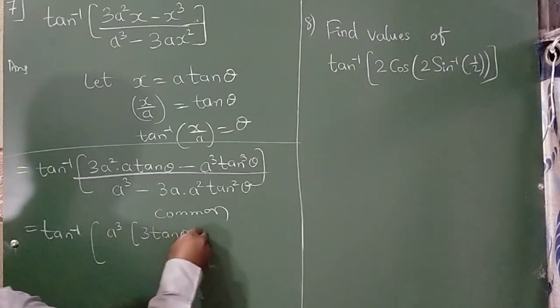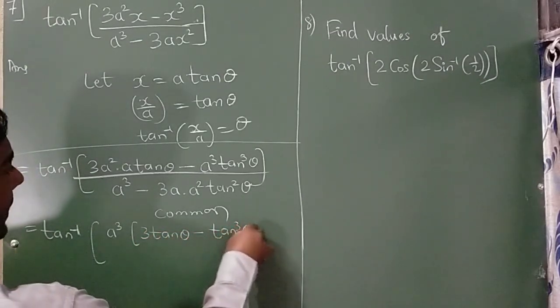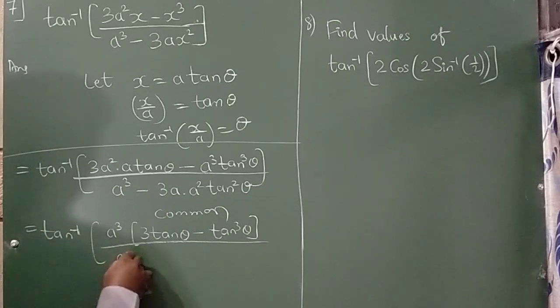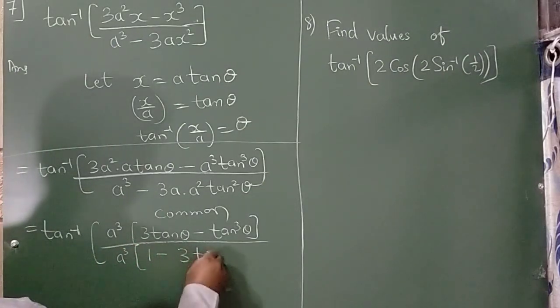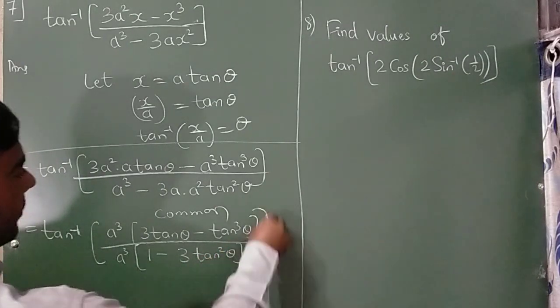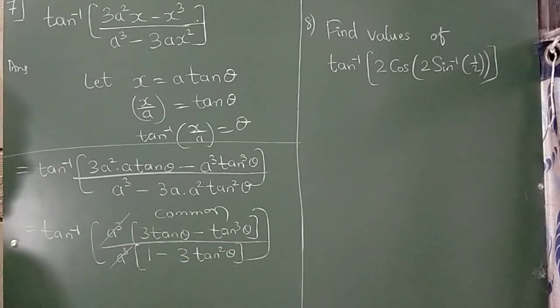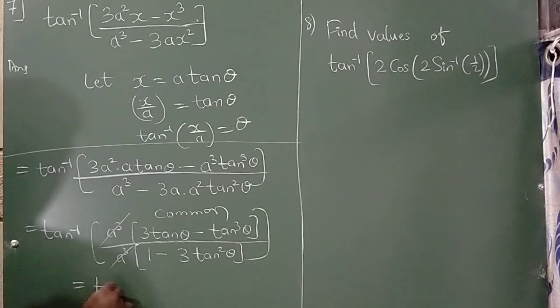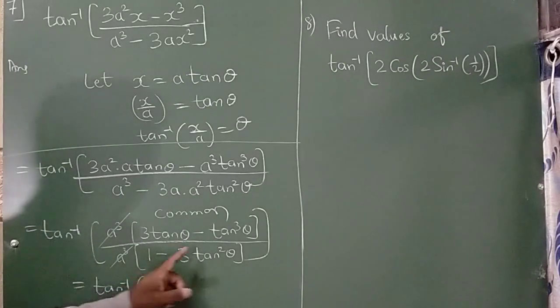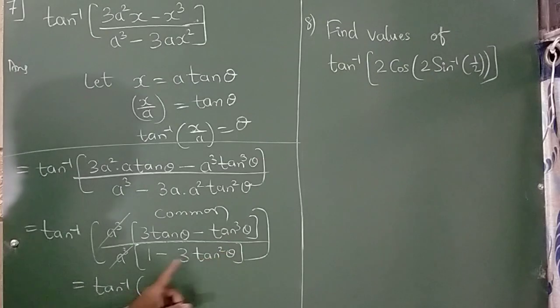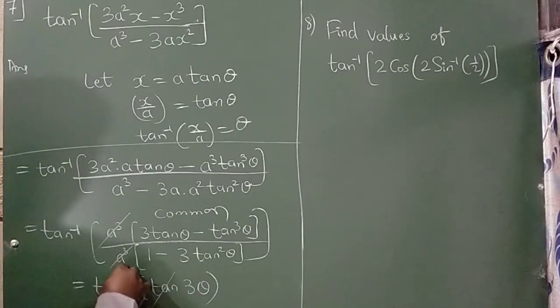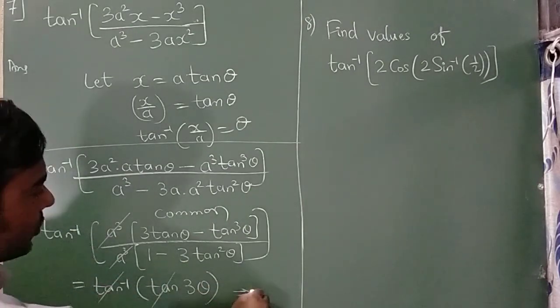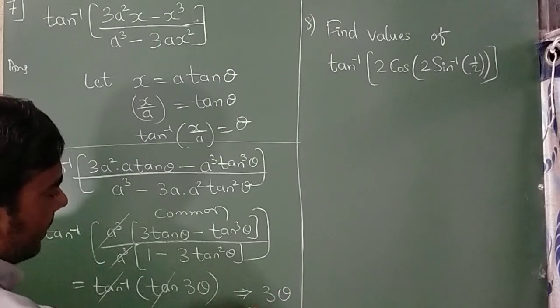So 3 tan theta minus tan cube theta. In the denominator also a cube is common. So 1 minus 3 tan square theta. Now a cube and a cube get cancelled. But there is a formula: 3 tan theta minus tan cube theta divided by 1 minus 3 tan square theta is nothing but tan 3 theta. So tan inverse and tan are gone. What is remaining? 3 theta is remaining.